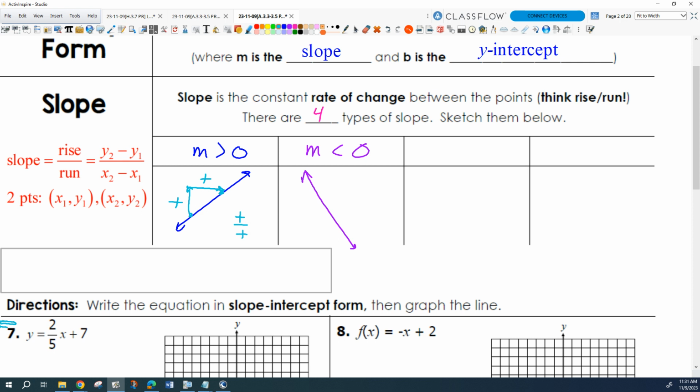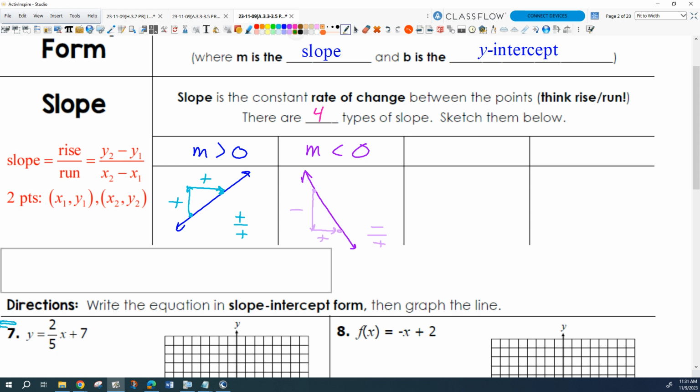Okay, what about this one over here? So now we've got 2 points. If we go from left to right, my rise is positive or negative? Negative. My run is positive. Negative over positive is negative, right? That's our rule for division, our sign rule.